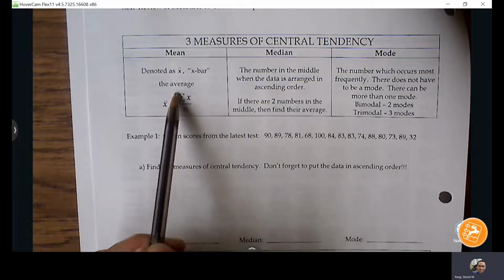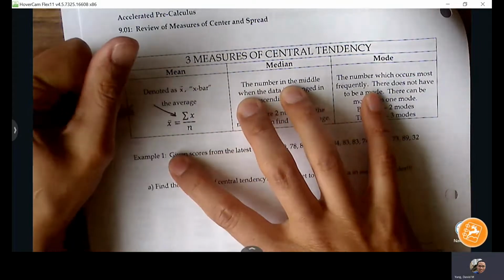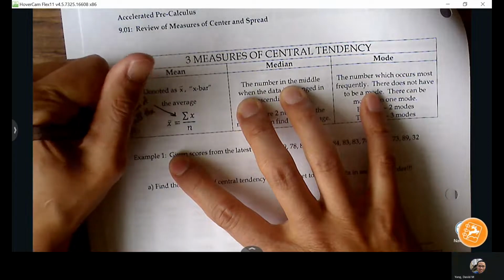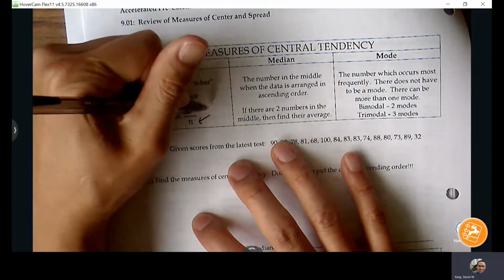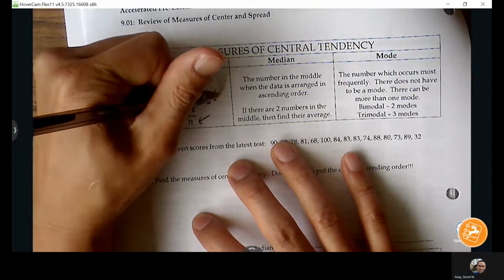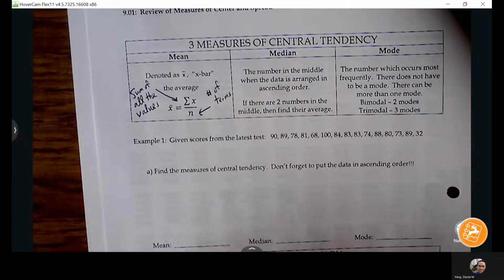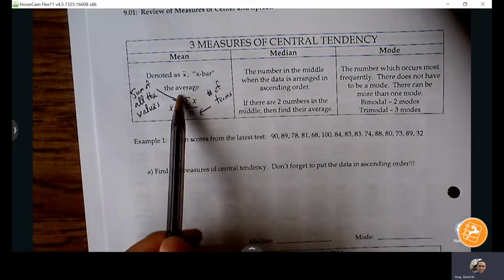Okay, so it's just add up all the numbers. That summation just means the sum of all numbers or all the values. And n is the number of terms. So it's like, if you want to calculate the average of all your tests, you can add up all your test grades and divide it by however many tests you've taken, and that'll be your average, right?